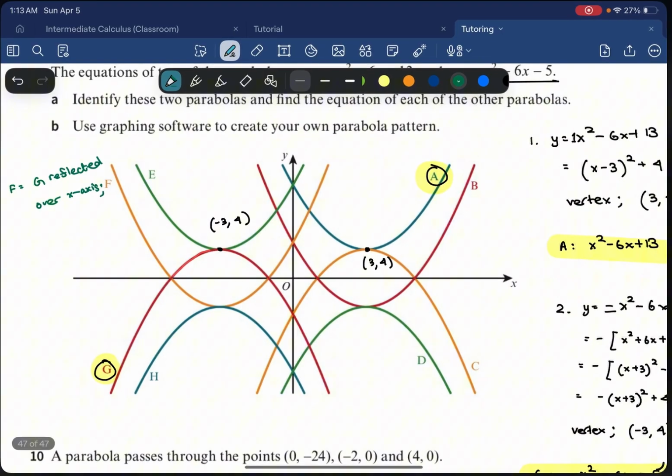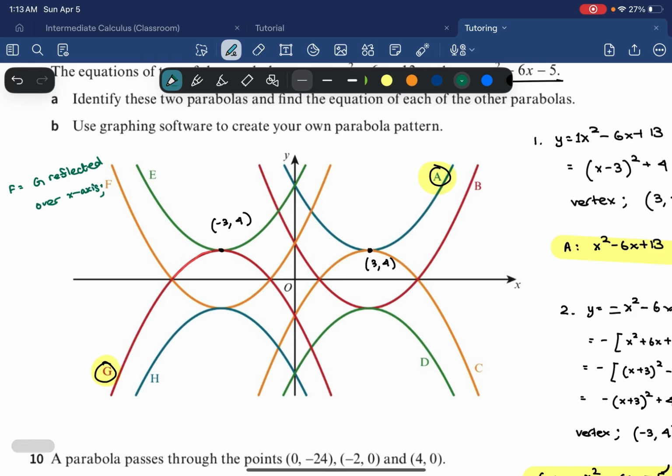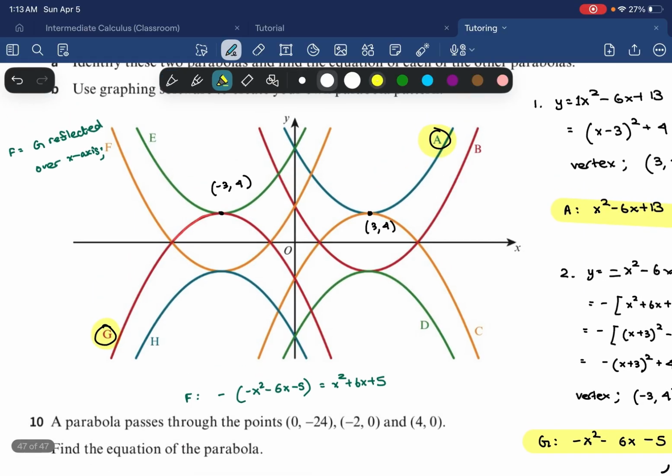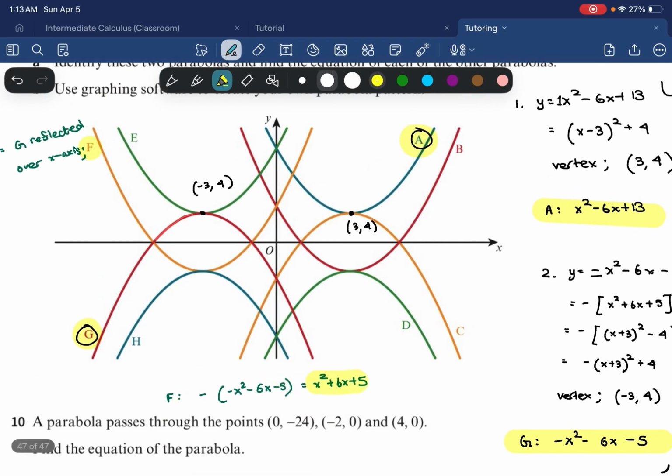So I take the equation of G and I negate. If I multiply by a negative 1 throughout the equation, then I should get the graph of F. So the equation of F is just going to be minus the equation of G, which is x squared plus 6x plus 5. So I know what F is. F is just x squared plus 6x plus 5. And let me check. Yep. F is x squared plus 6x plus 5.